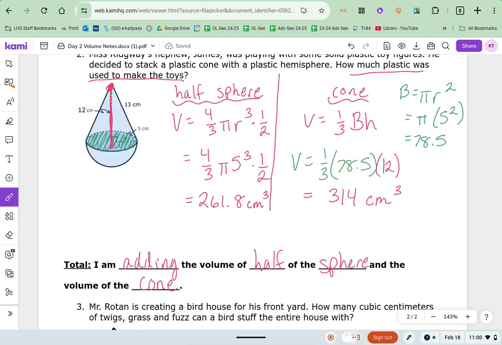Why is it centimeters? Oh, good question, because it's centimeters in the picture.